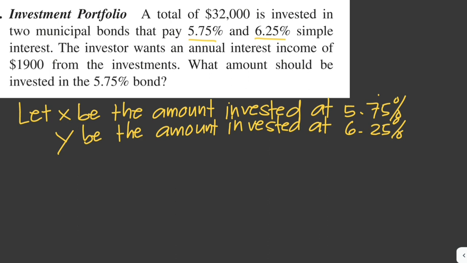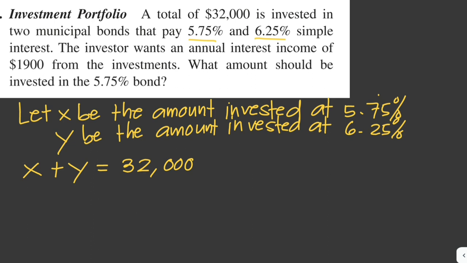So it says here a total of $32,000 is invested into municipal bonds, so we can write an equation for that. That would be x plus y equals $32,000. So that would be our first equation.